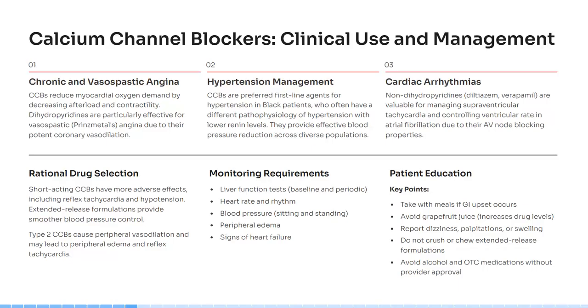Some things you're going to want to tell your patient: take with meals if GI upset occurs, avoid grapefruit juice because it can increase drug levels, and report dizziness, palpitations, or swelling. We want to tell the patient don't crush or chew extended release formulations, and avoid alcohol and over-the-counter medications without talking to you first.